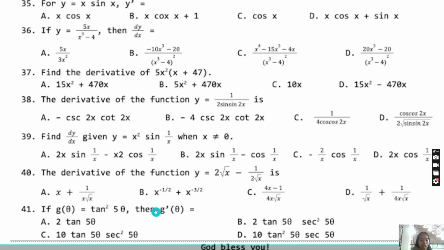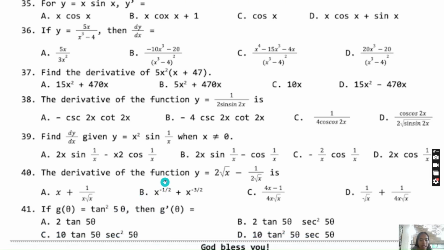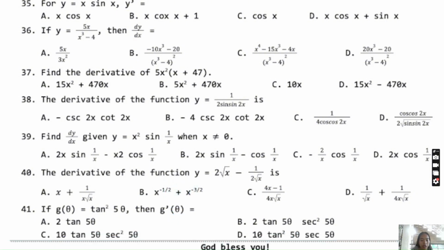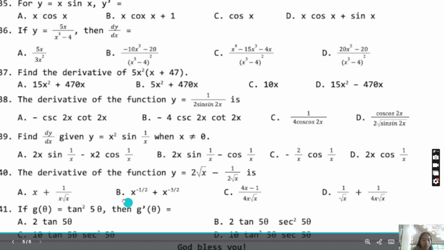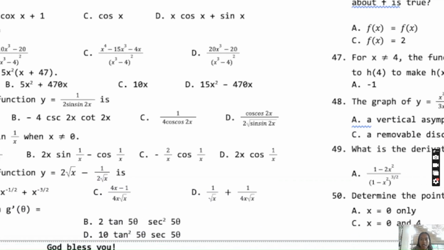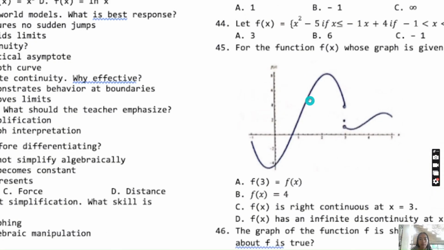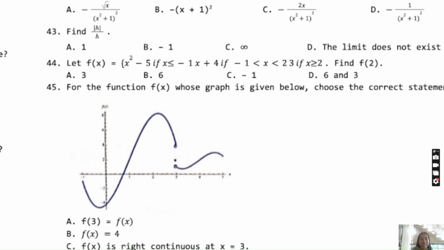And number 41, if g theta is equal to tan squared 5 theta, then g prime theta is equal to letter B, 2 tan 5 theta sec squared 5 theta. Because we're just going to get the derivatives of these trigonometric functions. So I hope that is understood. And now let's proceed to number 42. And we're almost done, guys.